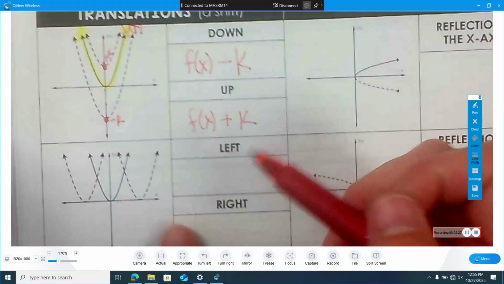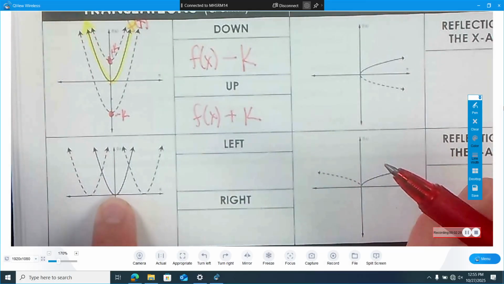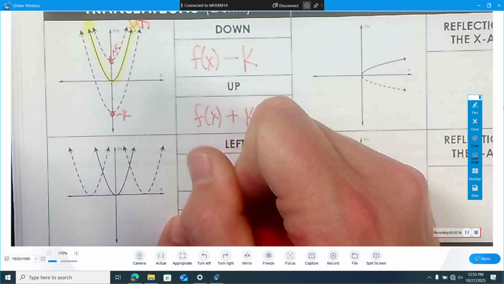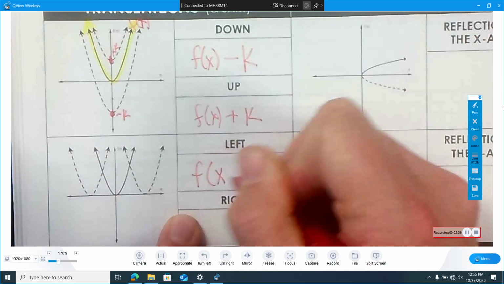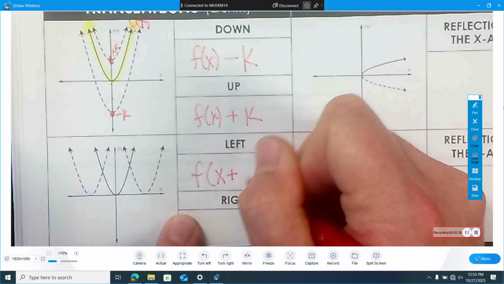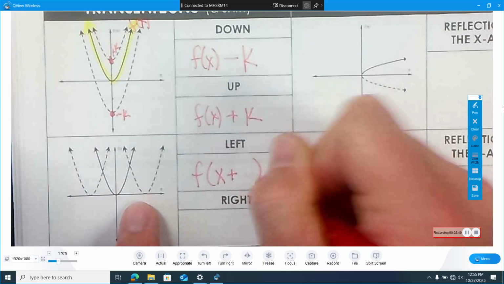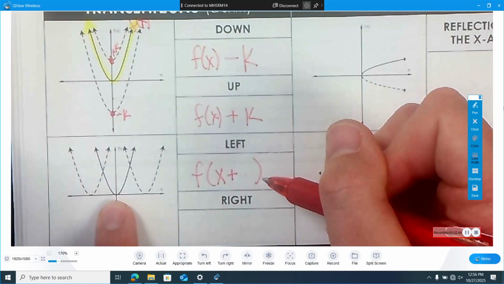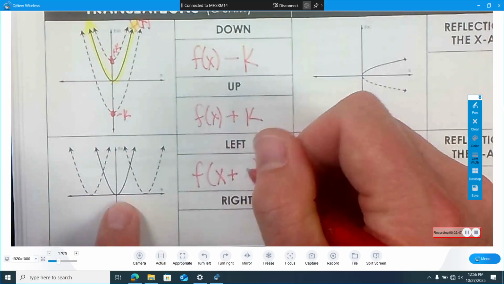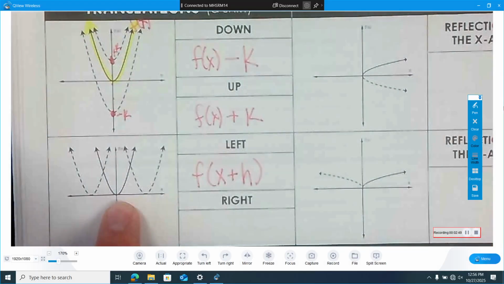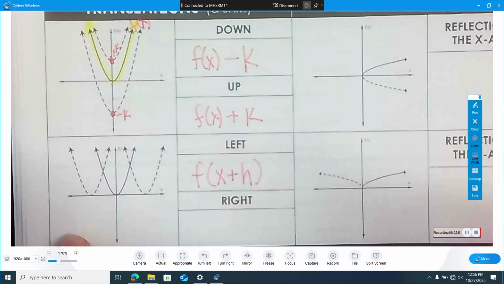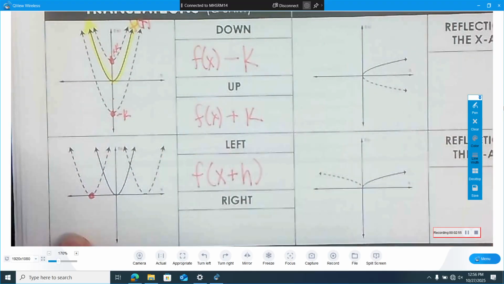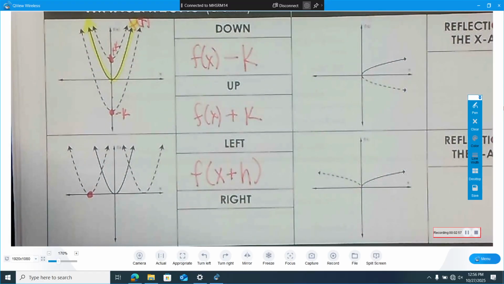Now, when it's inside with x, that's going to shift our function left or right. So if I write f of x plus a number, what way would it shift it? Left, it would go left. So I'm going to use h. H is for horizontally. In this case it moves it left, so it would slide it to the left h units.